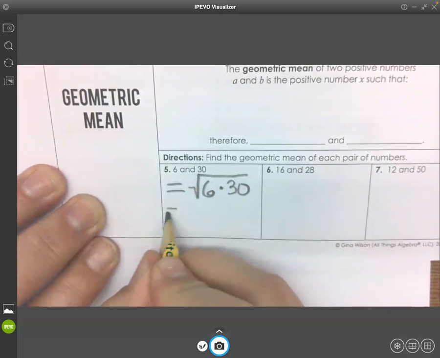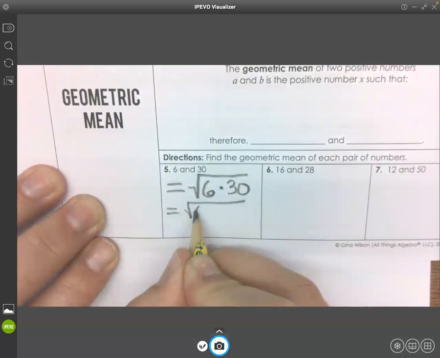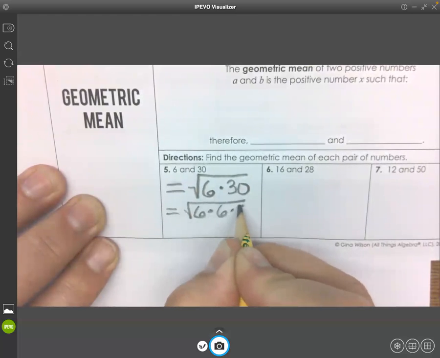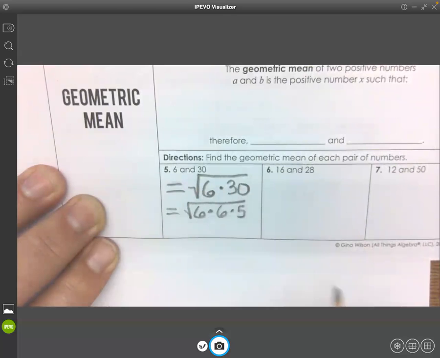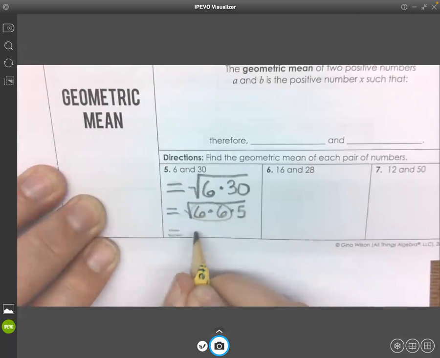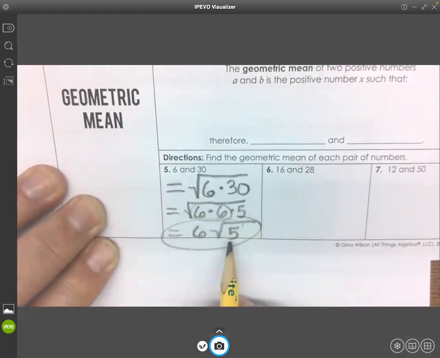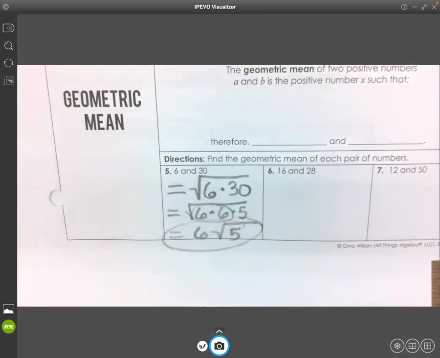And let's clean that up. The 6 works because I can factor 30 to become 6 times 5. And who's pairing up? The 6s. So I bring that outside as a single 6, and the 5 is a prime number left on the inside. So 6 root 5 is the geometric mean between 6 and 30.